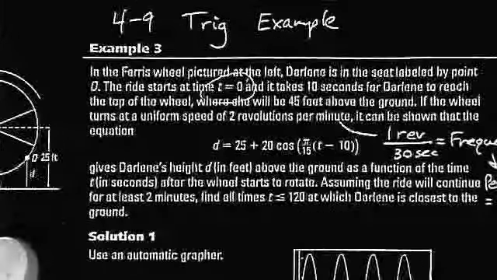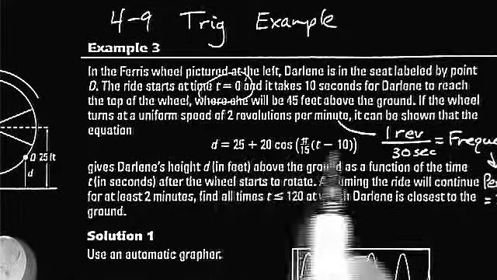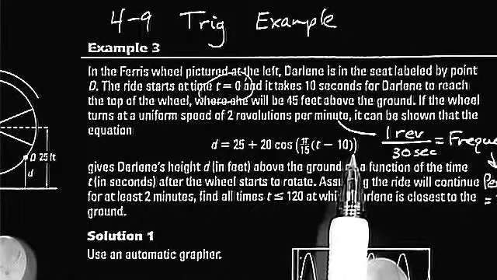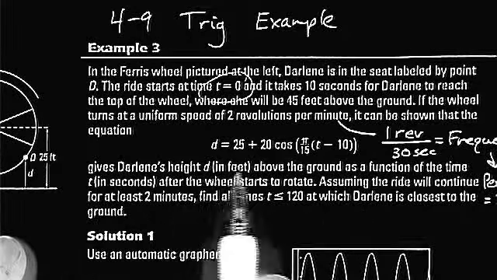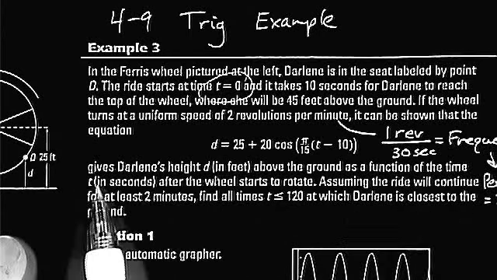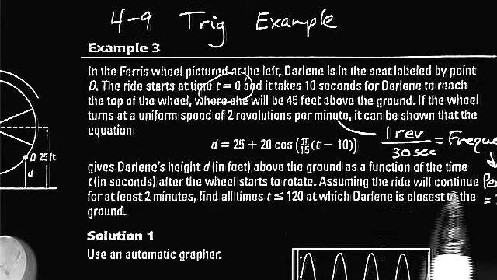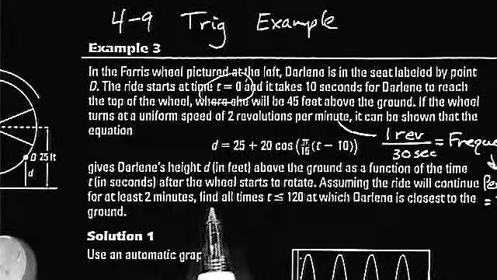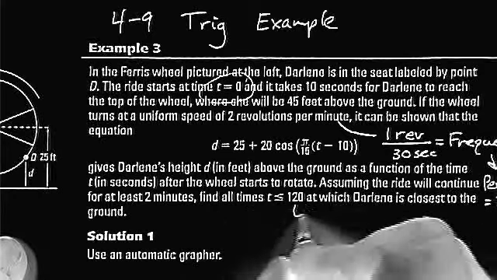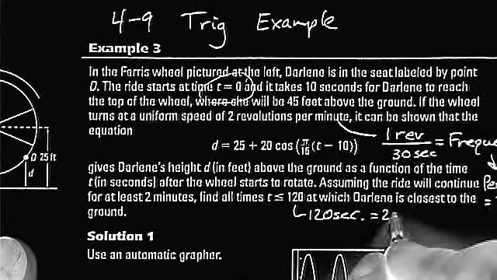So now, it can be shown that this equation, right here, gives Darlene's height in feet above the ground as a function of the time, t, in seconds after the wheel starts to rotate. Assuming the ride will continue for at least 2 minutes, find all the times. So that's 120 seconds. That's the 2 minutes.